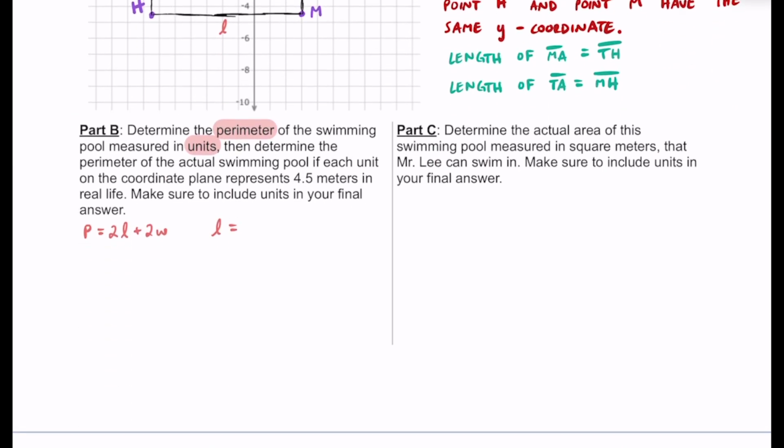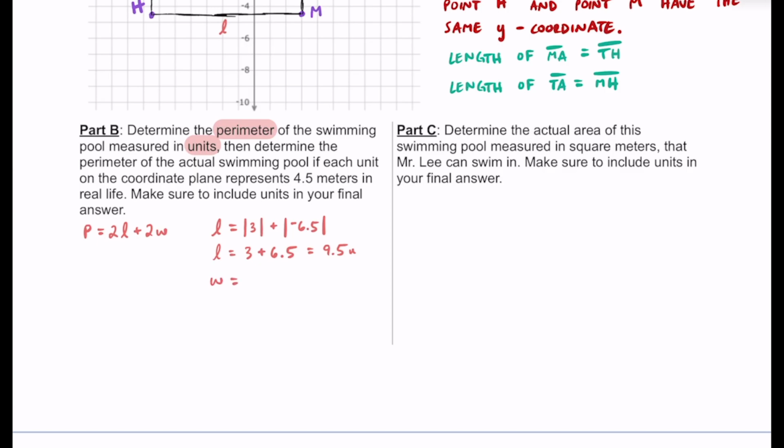So let's say we have the absolute value of 3 plus the absolute value of that negative 6.5. Now the absolute value of 3 is just going to be 3. So we can say the length here is going to be 3 plus 6.5, because that's the absolute value of negative 6.5. So the length here is going to be 9.5 units, or I'm just going to write U for now. All right. Now what about the width?